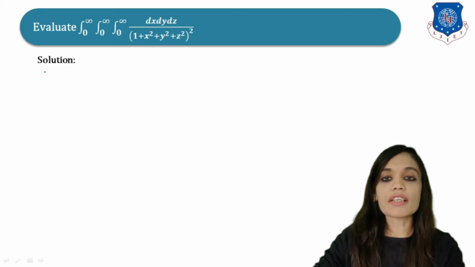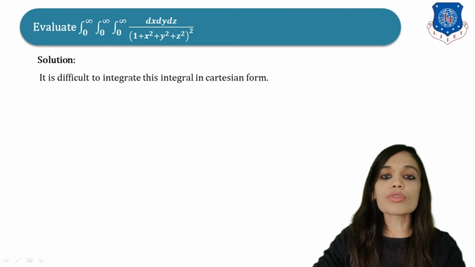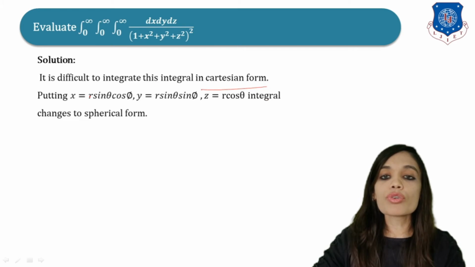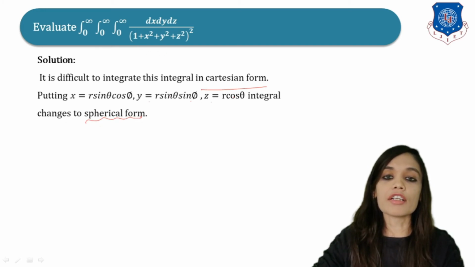Okay, so now let us start with the solution. Looking at the integral, it is difficult to integrate this in Cartesian form. So what we will do? We will put x as r sin theta cos phi, y as r sin theta sin phi, and z as r cos theta, and evaluate this integral in spherical form.